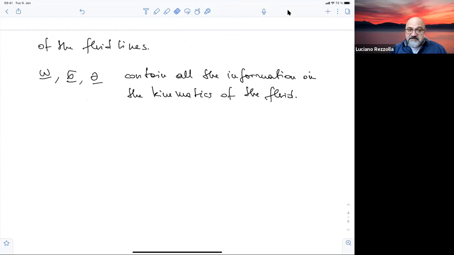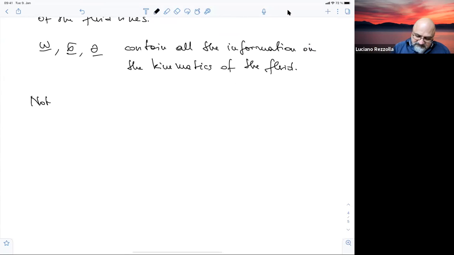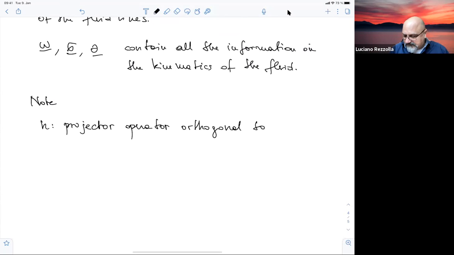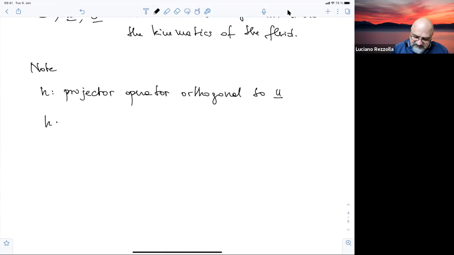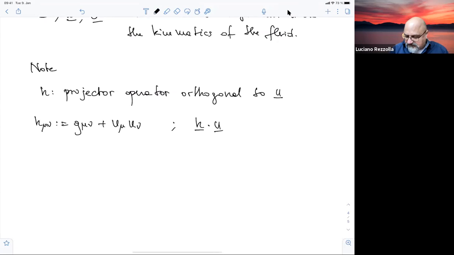So we have to understand what these are, and the best thing to do is start with definitions. h is not a fluid quantity. h is called the projector operator orthogonal to U. By definition, h is a tensor. Let me write it in component form: h_mu_nu is defined as g_mu_nu plus U_mu U_nu. And it's very simple to show that h dot U is equal to 0.